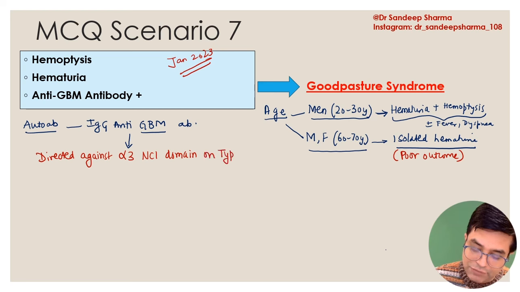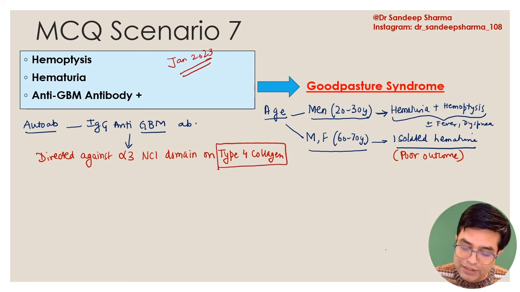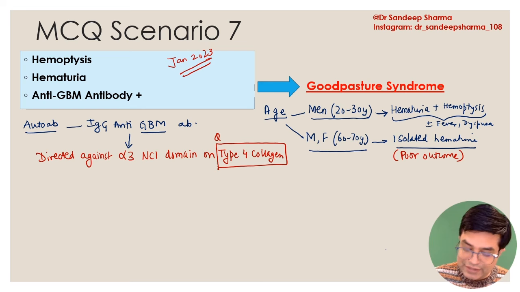Now we know that type 4 collagen is part of the basement membrane, and this type 4 collagen is found in the alveolar basement membrane as well as in the glomerular basement membrane, and that is why the antibodies attack and cause bleeding in the adjacent capillaries in the glomeruli as well as in the alveoli. So alveolar hemorrhage happens in these patients, alveolar bleeding leading to hemopsis. So the antibodies are formed against type 4 collagen, and there is a standalone MCQ point on this. So where are the antibodies directed? Against type 4 collagen.